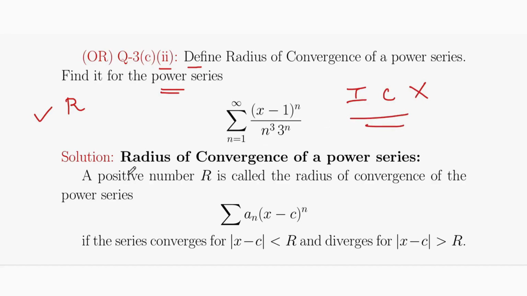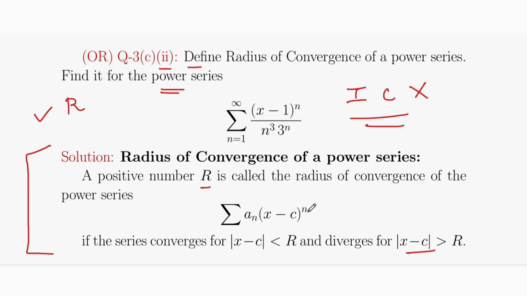So now first, define radius of convergence of a power series. A positive number r is called the radius of convergence of the power series summation a_n (x minus c) raised to n if the series converges for mod x minus c less than r and diverges for mod x minus c greater than r. So this is the definition of radius of convergence of a power series.